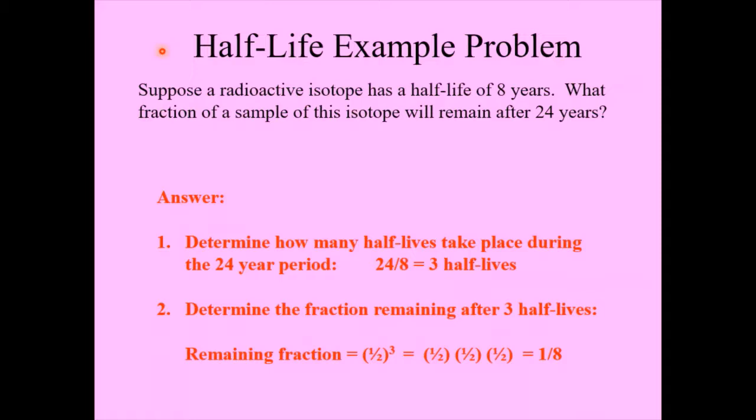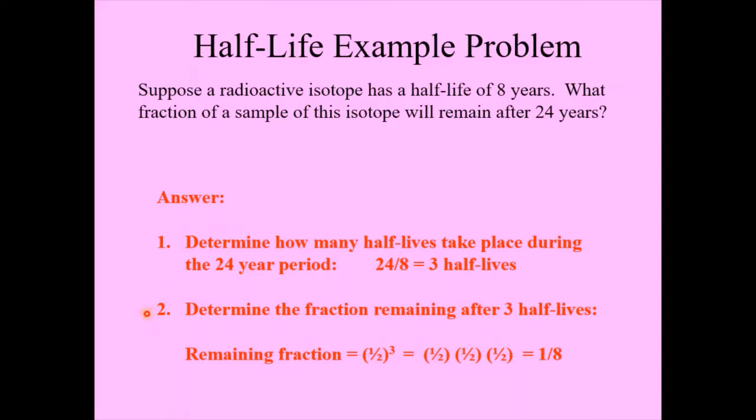So here's a half-life example problem. Suppose a radioactive isotope has a half-life of 8 years. What fraction of a sample of this isotope will remain after 24 years? So our answer, let's first determine how many half-lives take place during the 24-year period. Well, all we do is take 24 and divide by 8. That's 3 half-lives. So we're going to have to deal with 3 half-lives.